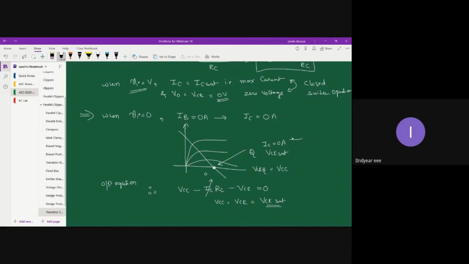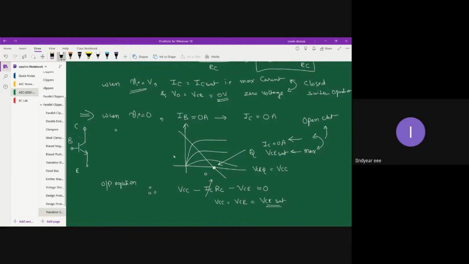So current is 0, voltage is maximum. This particular circuit phenomenon refers to open circuit. In case of open circuit, current will be 0 and voltage will be maximum. So when you make your input pulse 0 volt, the equivalent circuit for the transistor can be given something like this. This is your base, collector, and emitter.